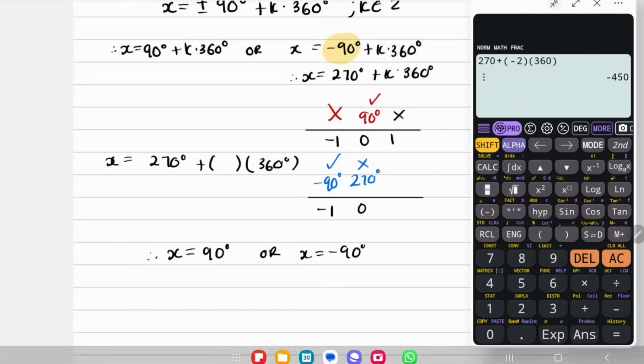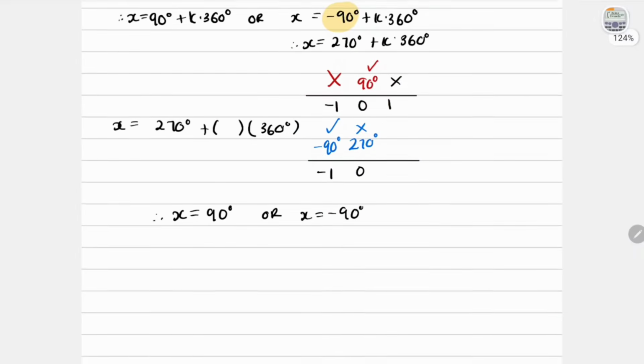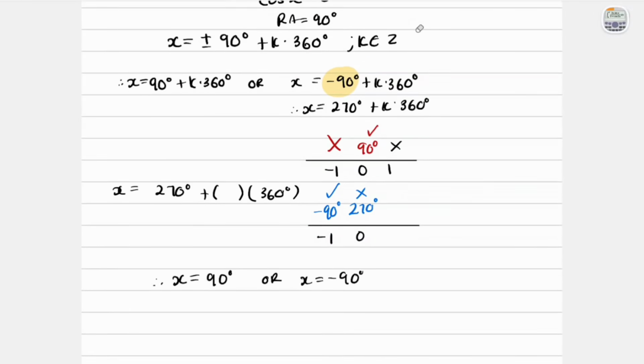And that's just your answer. So that would just be another way to find it. Okay, so that is it for that question, and we move on to 5.3.